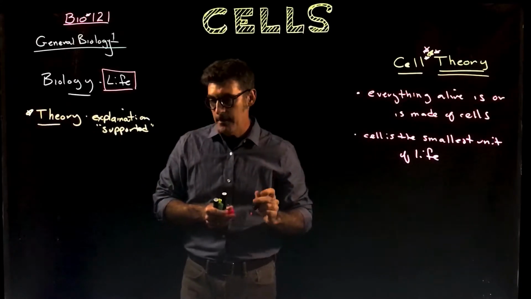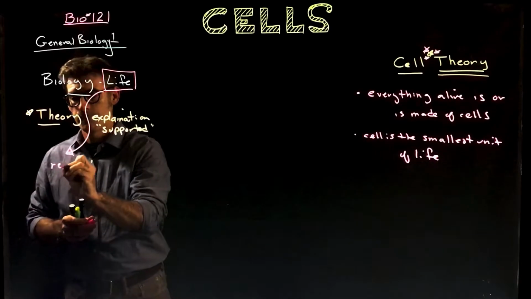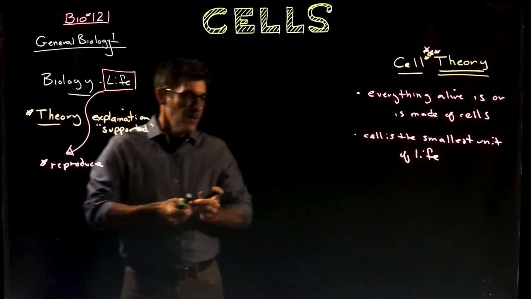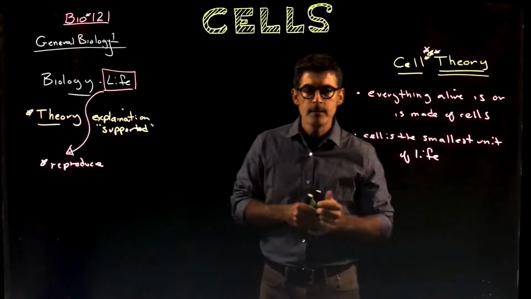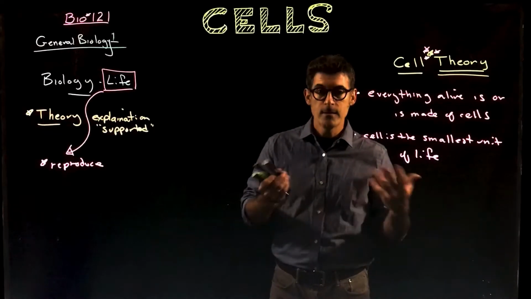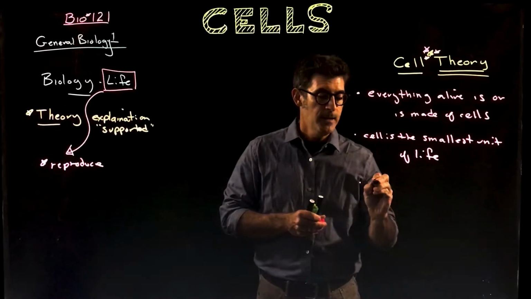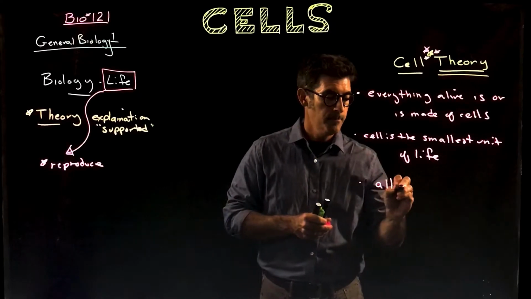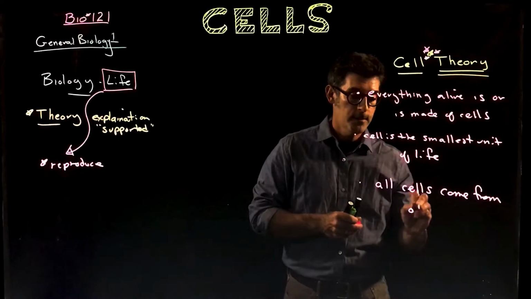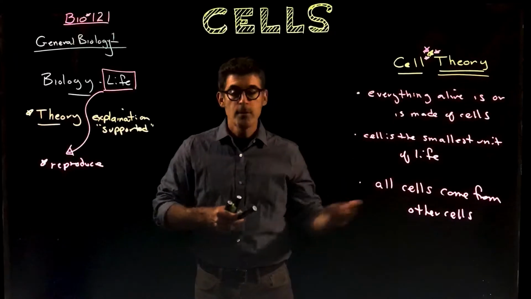So life itself has to be able to reproduce. Right, for something to be alive. So bacterial cells can divide and make more cells. Your cells can undergo mitosis and divide and make more of themselves. So that's another part of the cell theory, is that all cells come from other cells. So cells divide to produce more cells.